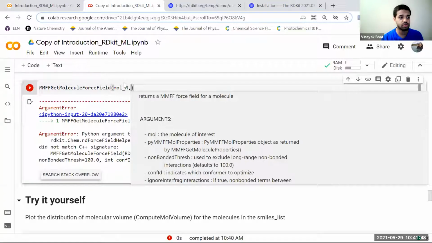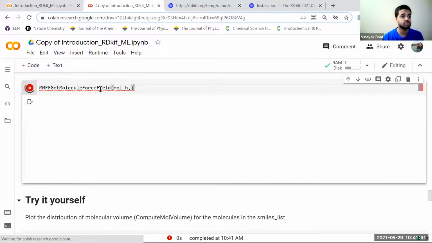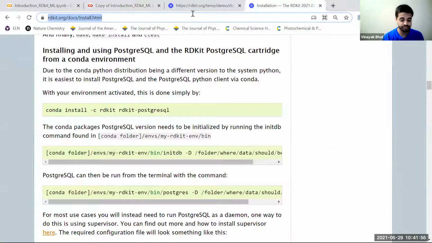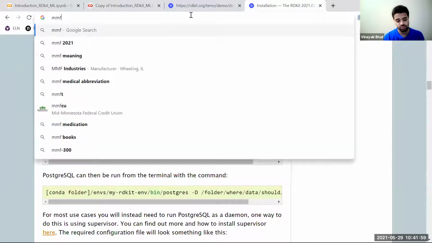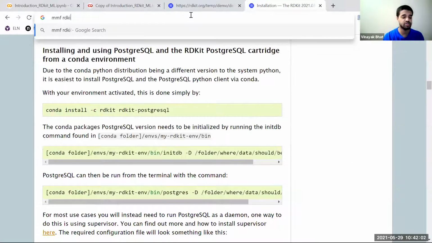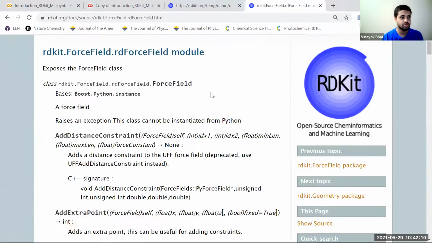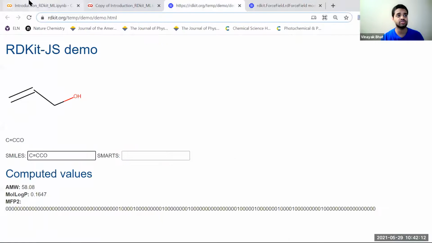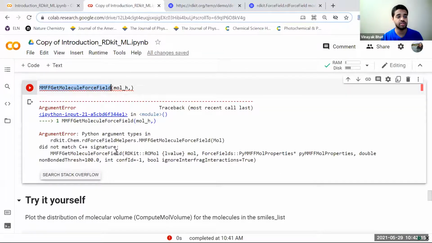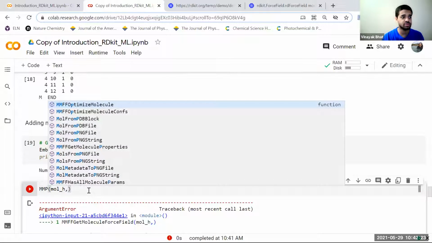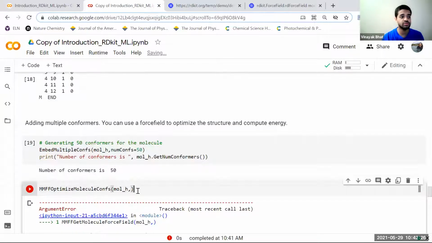Let me quickly check that. Yeah, I'll just get back to this. If you do this, you'll get energies for all those conformers that you have generated, and you'll try to optimize it. So, optimize molecule conformers.